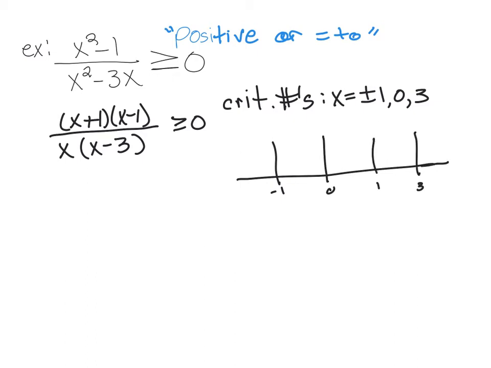Take your test values. I'm going to say minus a bazillion, minus a half, plus a half, and a positive big number. Remember, we don't care about the value when we plug in these fractions. We only care about the sign. So that makes it much, much easier.